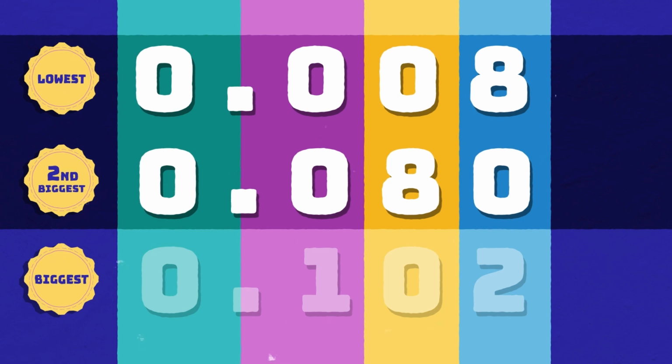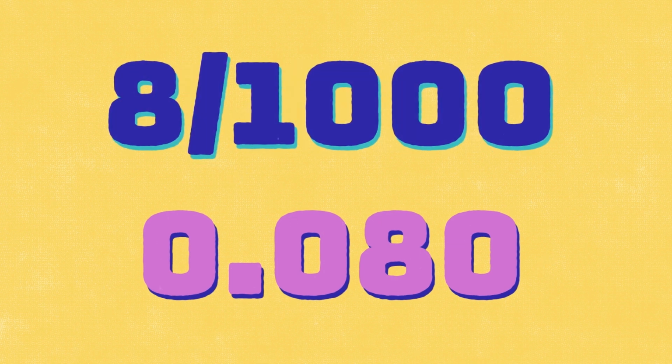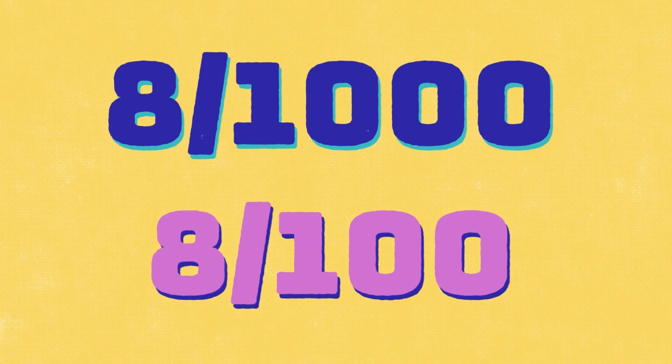Let's compare those last two again. 0.008 and 0.080. It might be helpful to say them in full words. 0.080 is 8 hundredths, or 8 over 100. This is actually a much larger number.